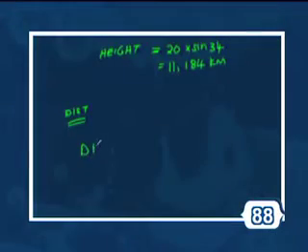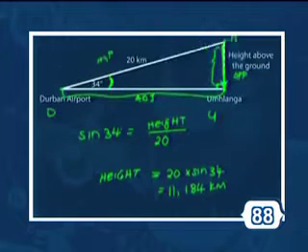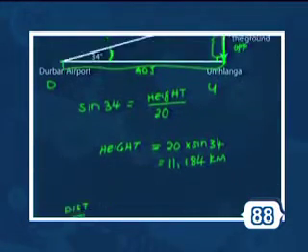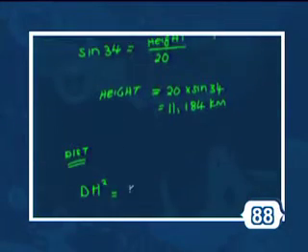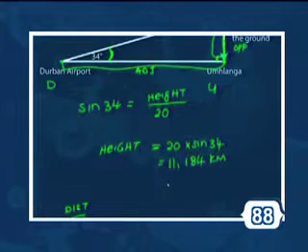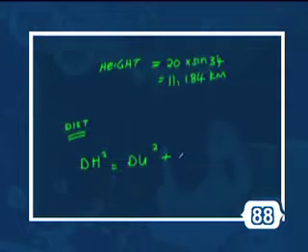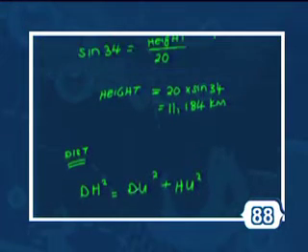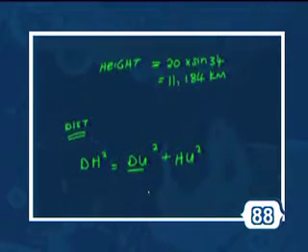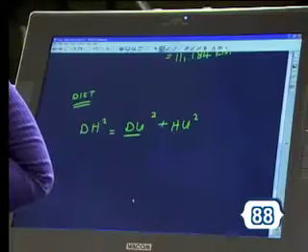So therefore, by Pythagoras, we can say DH squared is equal to DU squared plus HU squared. Remember, the side we are looking for is a shorter side, therefore I have to subtract it from the hypotenuse.